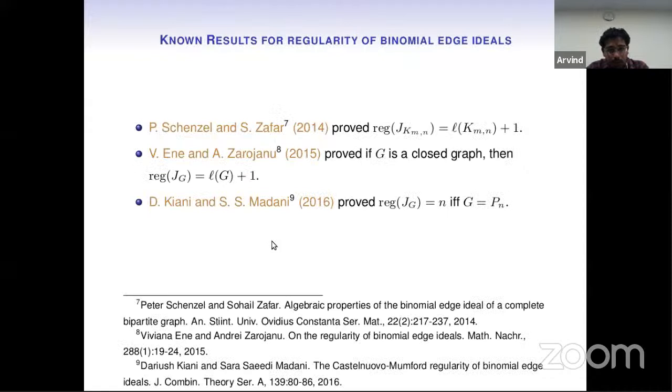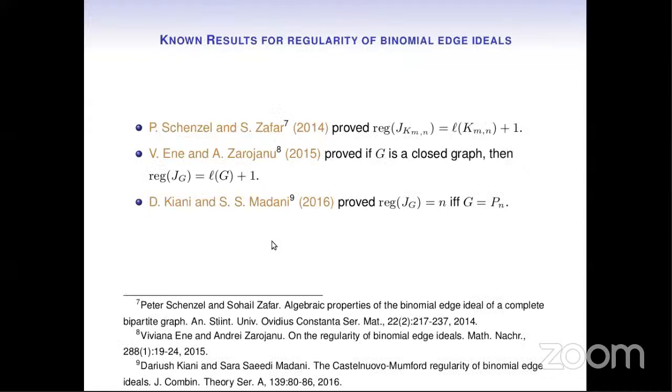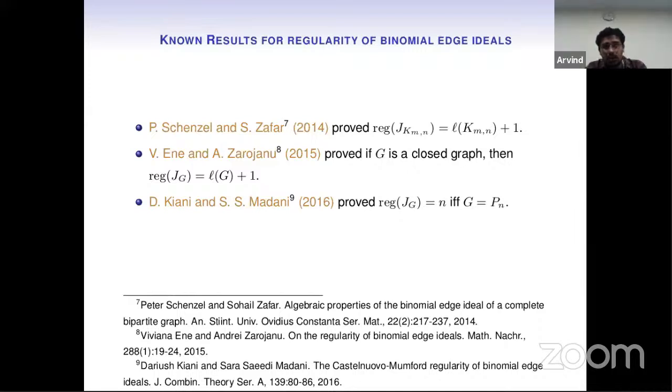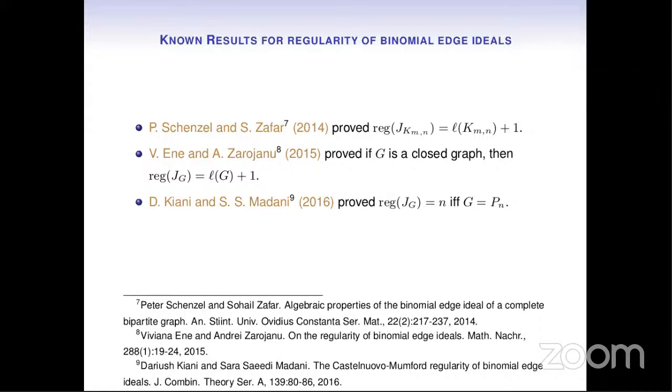So the first question is, Selvaraj, maybe you can ask directly: what is the characterization of linear resolution? J_G has linear resolution if and only if G is a complete graph. Maybe that's what Rajiv was trying to say.